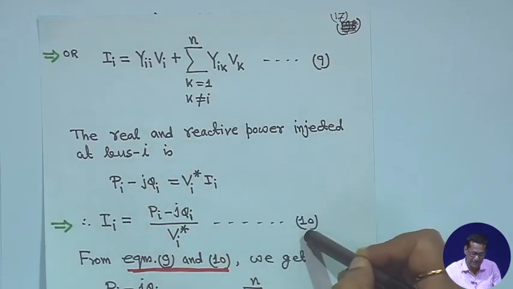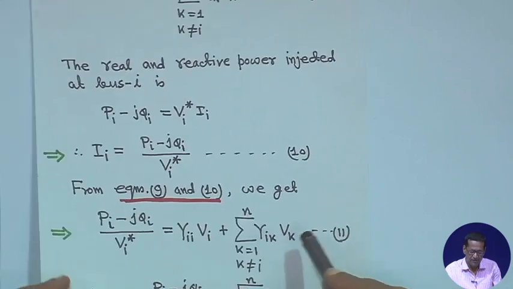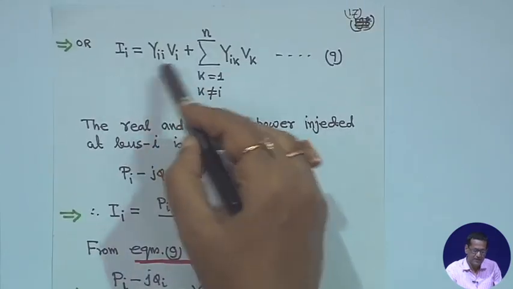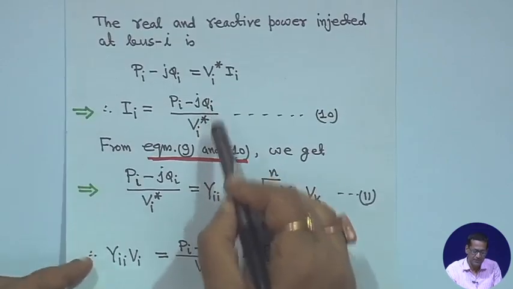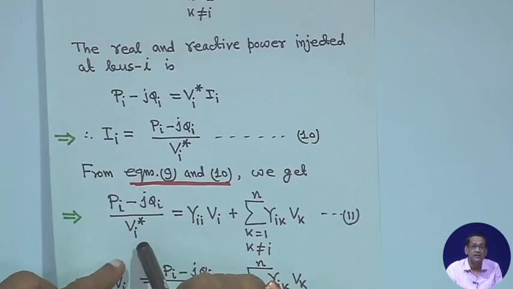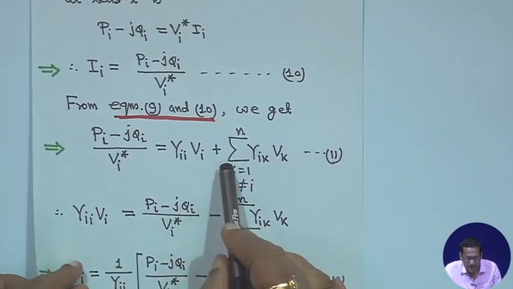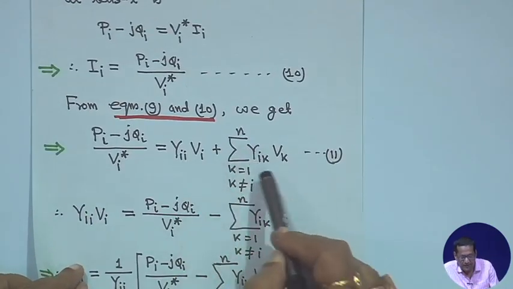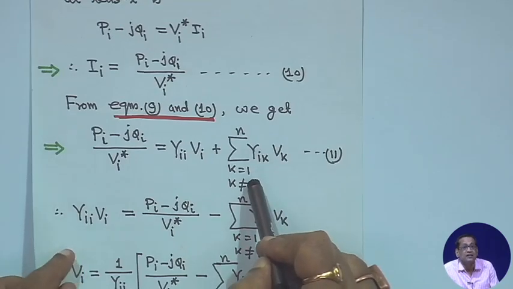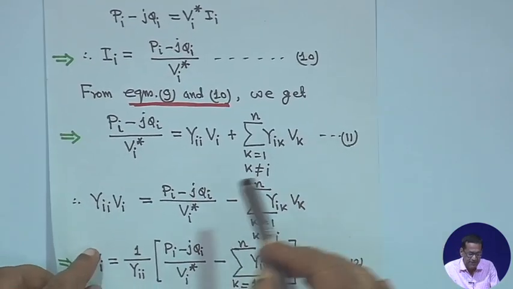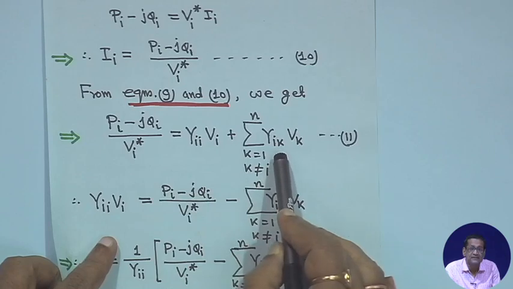So from equation 9 and 10, equation 9 is the I I expression, and you equate it with this one. So we write P I minus j Q I upon V I conjugate is equal to I I, that is Y I I V I plus the summation over k is equal to 1 to n of capital Y I k V k, k not equal to I. This is equation 11. That means we can write Y I I V I is equal to this term first minus this term.